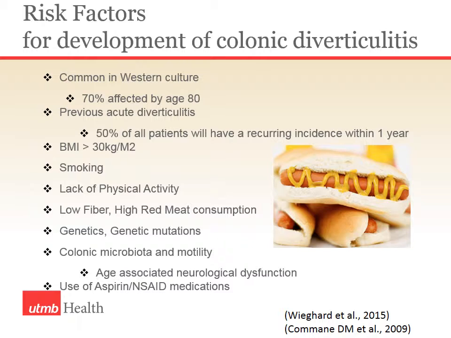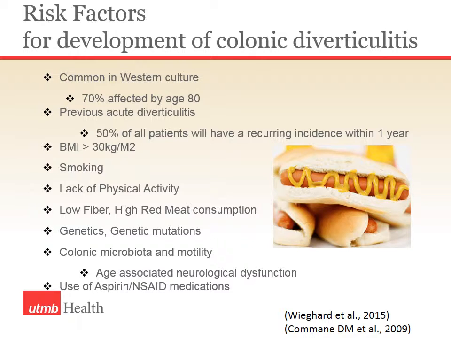Also, having previous cases of acute diverticulitis puts you at greater risk for having a reoccurring incident. About half of the patients have one within 1 year of having a previous incident. Being obese or BMI over 30 also puts you at a greater risk. This is another association with the Western culture, and so researchers have debated for a long time if it's actually our culture or the obesity that causes it, or if it's just an association.